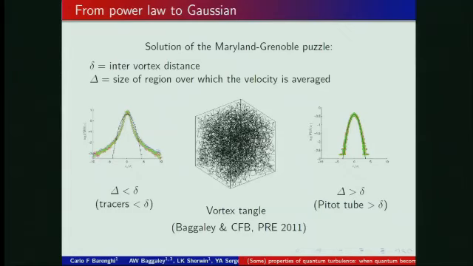And here we have actually a contrast between experiments in Maryland and experiments in Grenoble. So in Maryland, non-Gaussian statistics were detected by very tiny tracers, about 1 micron in size, a distance much less than the separation between vortices. In Grenoble, classical statistics were measured with pitot tubes larger than the separation between vortices. Again, the numerics can help because one can measure the velocity statistics over some integration region, say capital delta, and we go smoothly from these non-classical power laws to the classical statistics, depending on the scale at which we look.